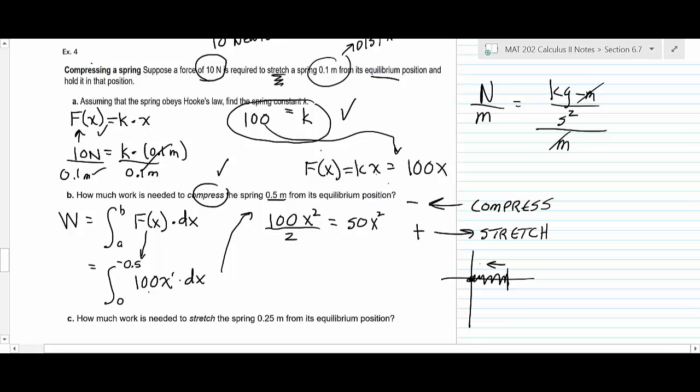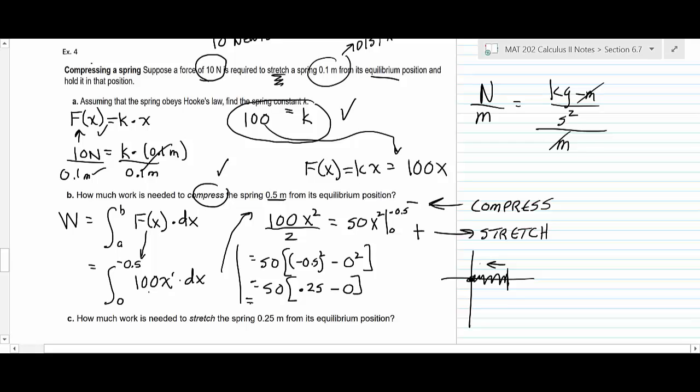And then we have to integrate that and evaluate that integral from 0 to negative 0.5. So when we do that, we're going to have 50, negative 0.5 squared. That's going to square anyway, and then 0 squared. So that's 50. Let's see, 0.5 squared is what? 0.25. And then minus 0. So if you take 50 times 0.25, what is that?